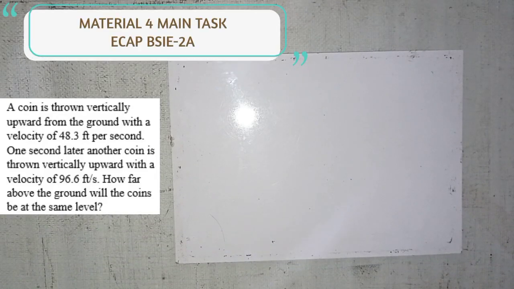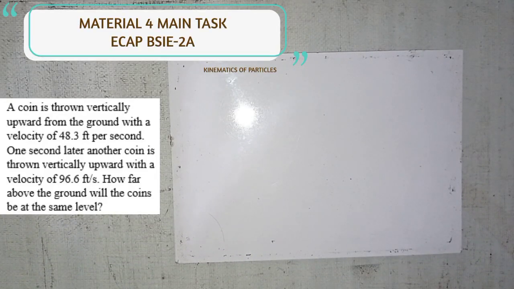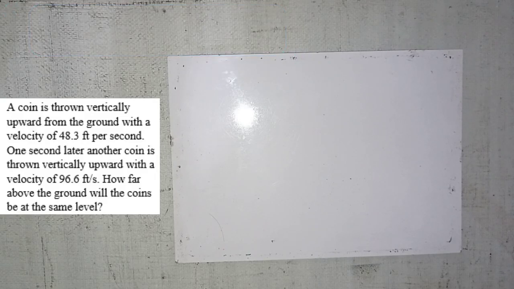Okay, for the first problem, we have a coin thrown vertically upward from the ground with a velocity of 48.3 feet per second or 14.72 meters per second, and 1 second later, another coin is thrown vertically upward with a velocity of 96.6 feet per second or 29.44 meters per second. The question is, how far above the ground will the coins be at the same level? So both of them will have the same level in the air.